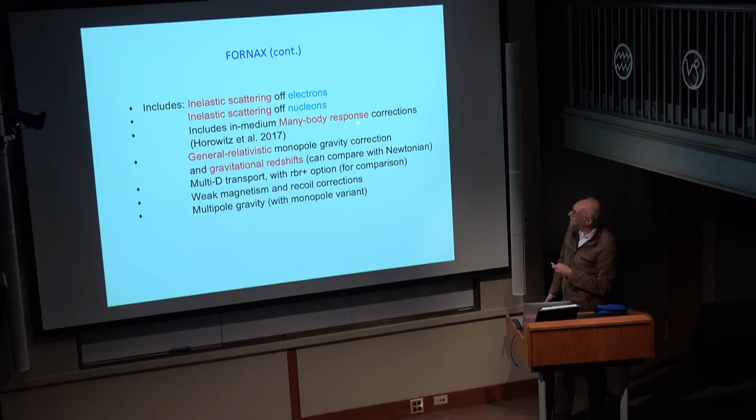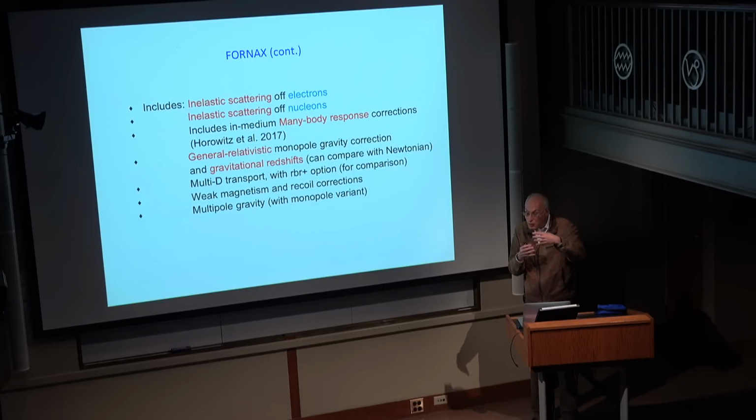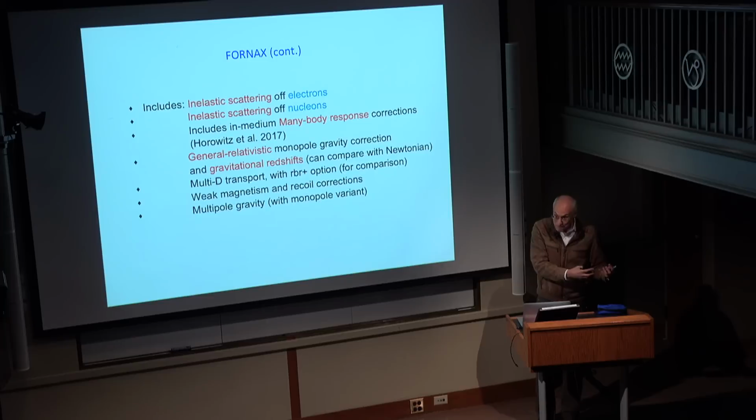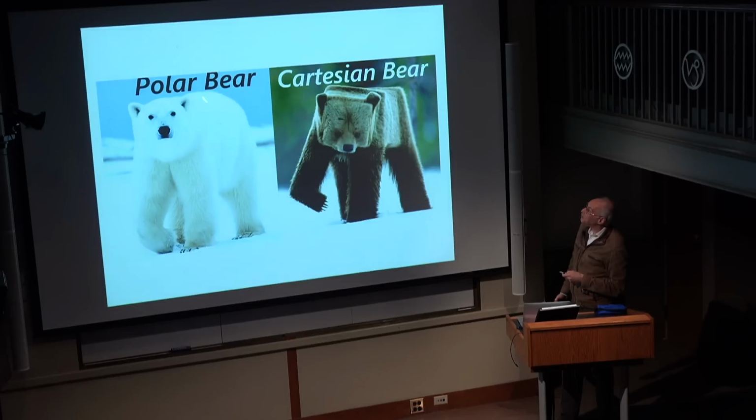We have these in-medium many-body response corrections. We have general relativistic gravity in there with gravitational redshifts. We have the velocity redshifts as well, which you need to include in the transport. So there's a lot of terms in here, but it's not perfect. We also use polar coordinates because they're the natural coordinate system for a star.